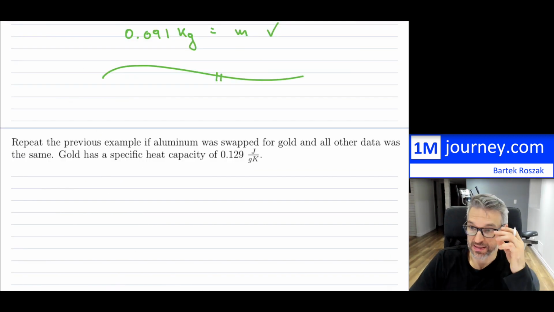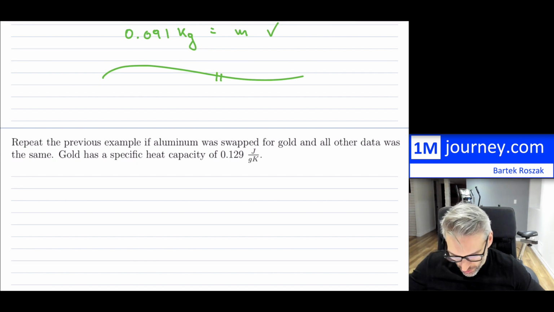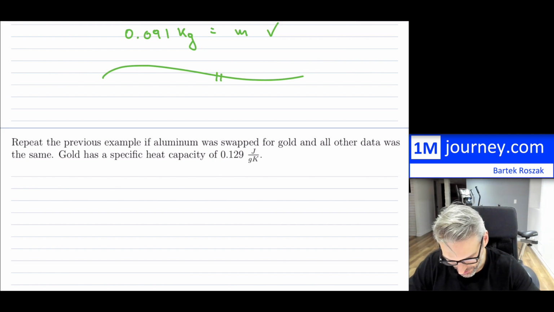Now this second example that we have in here, so it says, you can repeat this. However, we're going to be swapping aluminum for gold. All right, so we can assume that now instead of aluminum, we have gold. So this is going to be a little bit easier for us. So I'm not going to redo the entire calculations. So you can go back to that previous example if you like.